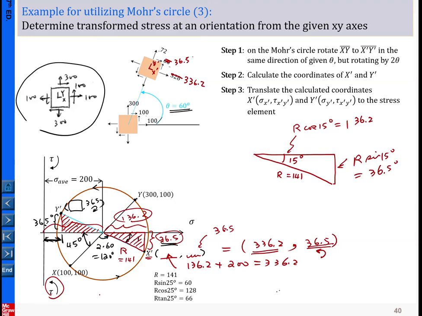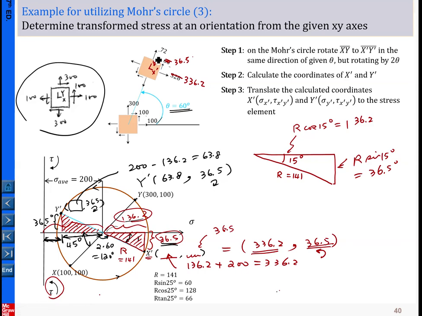You can calculate that this one equals 200 minus the same distance here. The distance from here to here is the same as this distance here. Okay, it's 136.2, and that one equals 63.8. So y has the coordinates 63.8 and 36.5, and the sense is like this one.